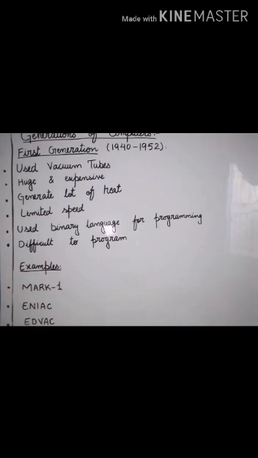First generation computers started from 1940 to 1952. They used vacuum tubes. The first generation computers were huge and expensive. They generated a lot of heat. They had limited speed. They used binary language for programming, so it was difficult to program them. For example, Mark 1, ENIAC, EDVAC, etc.